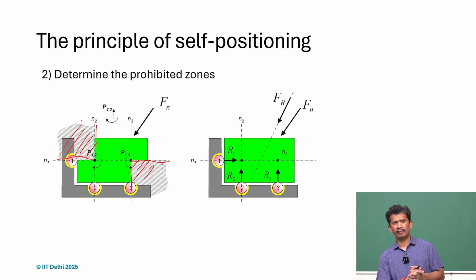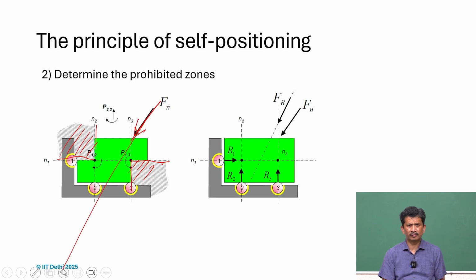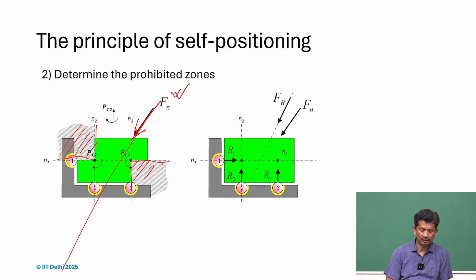Of course, what we have to understand in this case is that there is no friction involved, and therefore any force which does not touch the prohibited zone provides a good solution, Fn. So this will be one solution. Another way is to take the reaction forces R1, R2, R3 and combine them, and we can get Fr also.